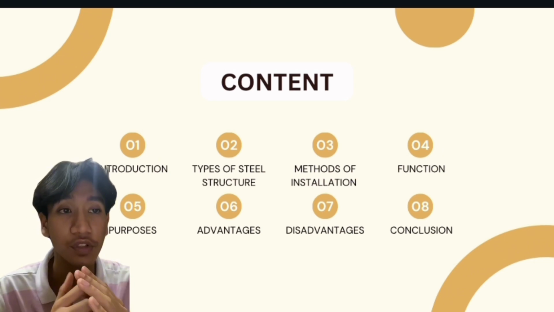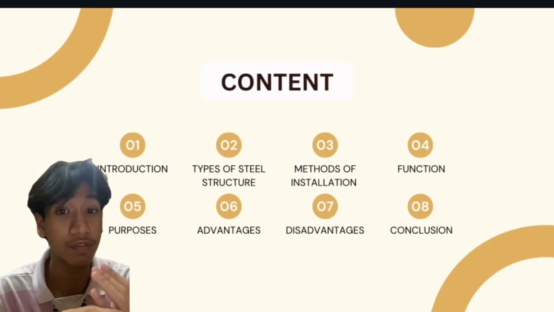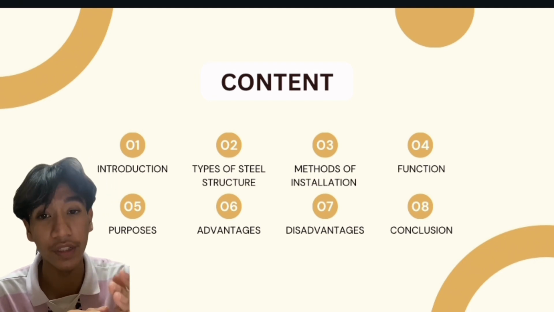For our contents, the first one starts with the introduction, and then we talk about types of steel structure, then method of installation, function, purposes, advantages, disadvantages, and the last one is the conclusion.